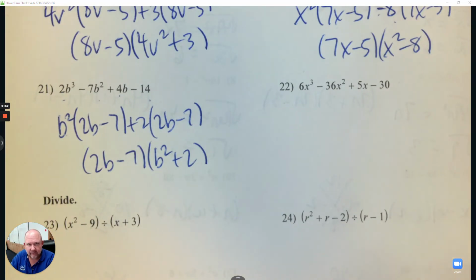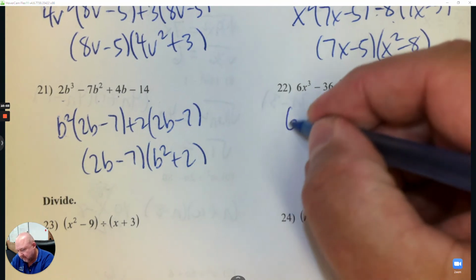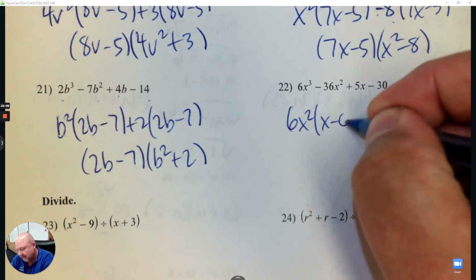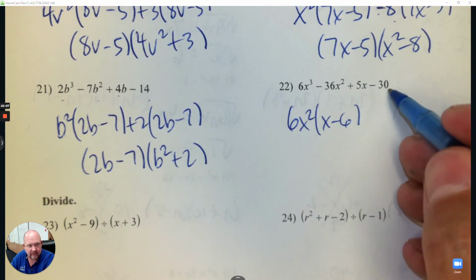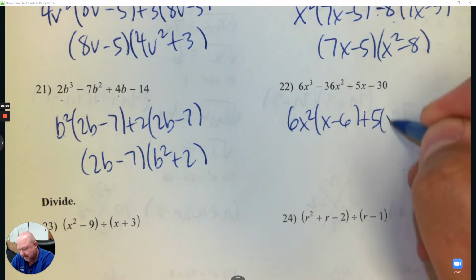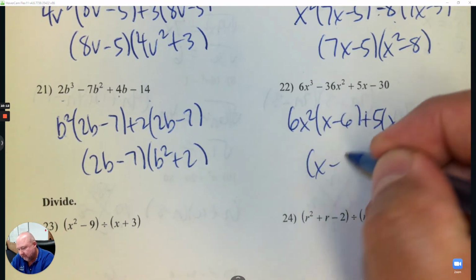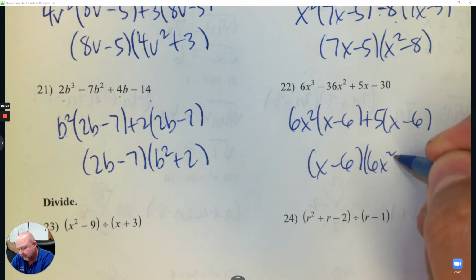All right, your last chance to try it first. Press pause and try it. So we're going to factor out a 6x squared and divide. I'm going to factor out a 5 and divide. And then the matching factor and what's in front of each factor.